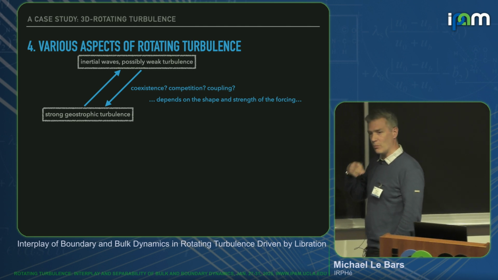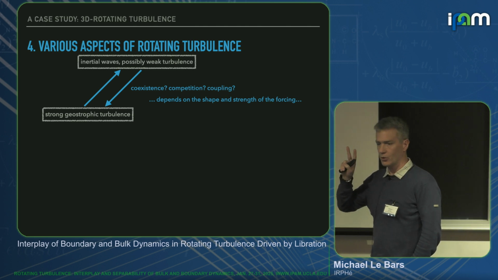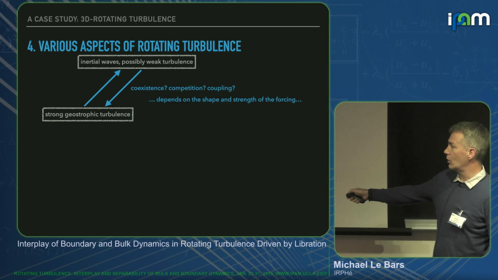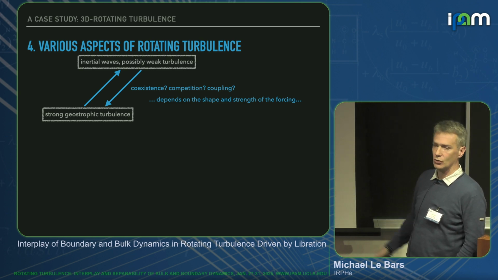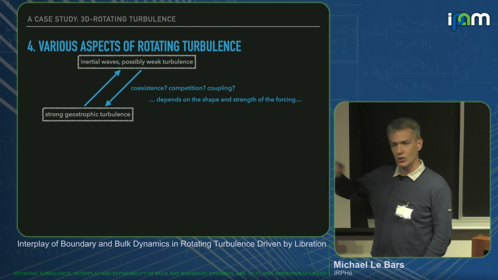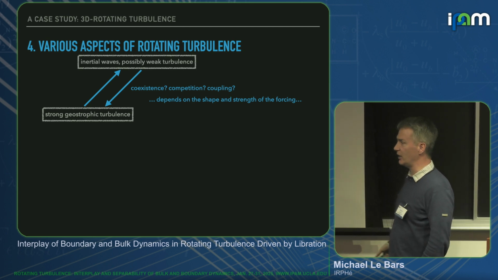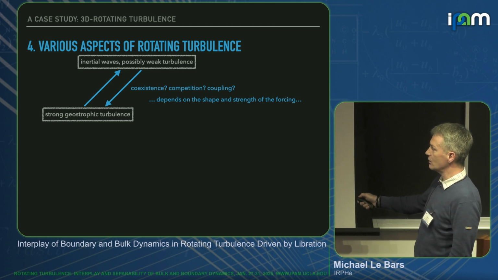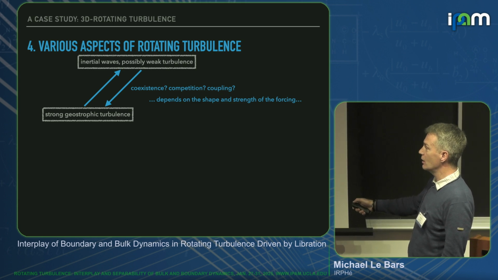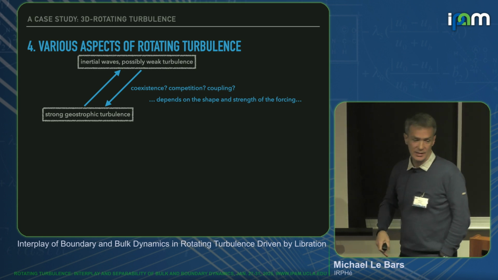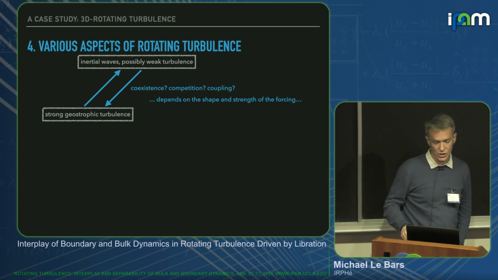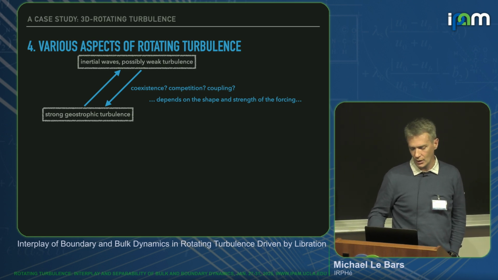Okay, so in rapidly rotating turbulence, you actually have two components. You have the one we all know a lot about, the strong geostrophic turbulence, but you also have a bunch of inertial waves that travel all around here. And the question is, how does this coexist, compete, or couple? And this depends on the strength and the shape of the forcing you use.